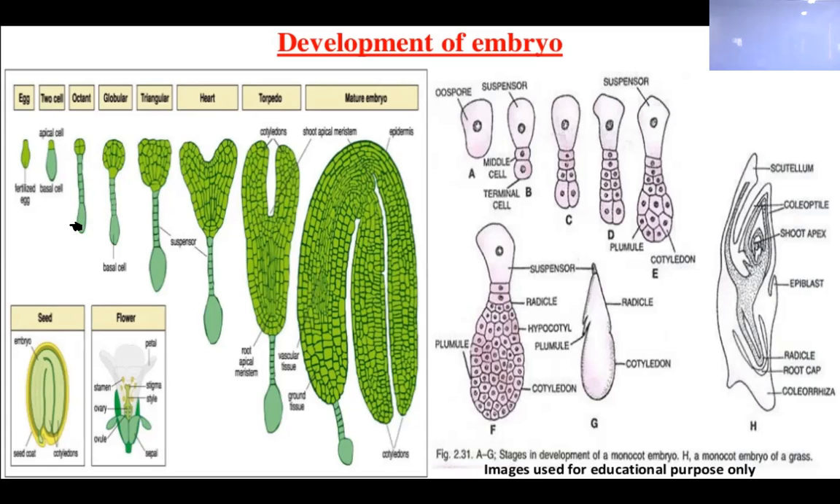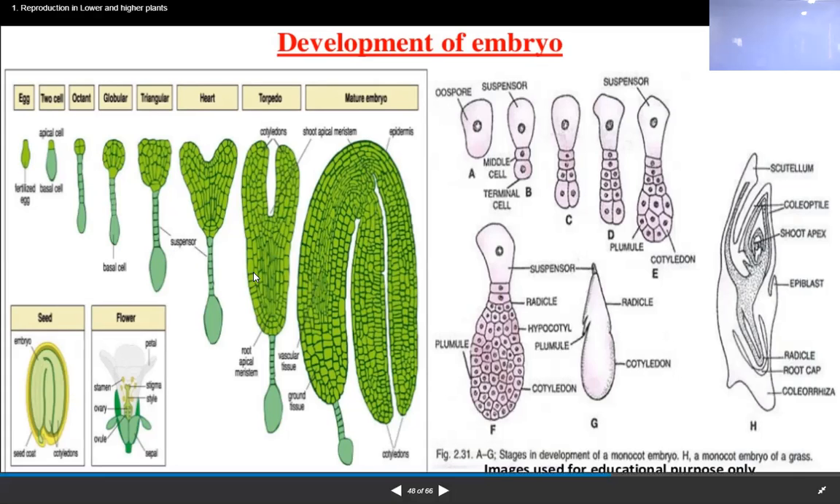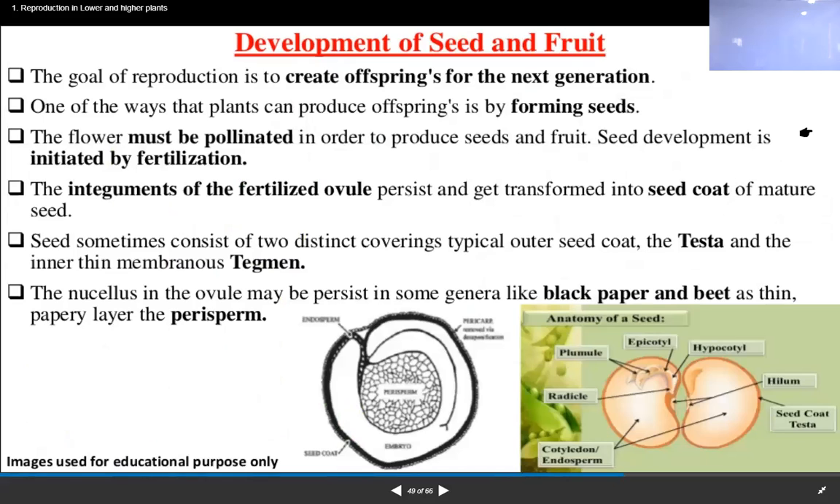Zygote is one celled, then two celled, 2 to 4, 4 to 8, 8 to 16, and then finally 32. Then there is arrangement of micro and mega cells. And then there is formation of gastrula, blastula, like that. So here also, if you see, you will observe the mature embryo with two cotyledons, one and two. In detail, they have given everything.